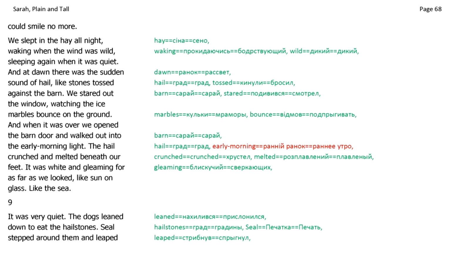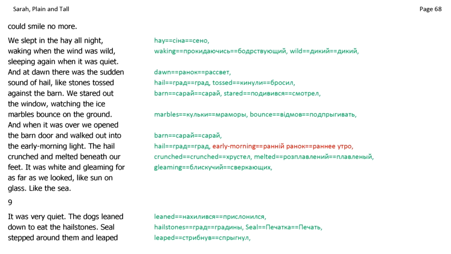We slept in the hay all night, waking when the wind was wild, sleeping again when it was quiet. And at dawn there was the sudden sound of hail, like stones tossed against the barn. We stared out the window, watching the ice marbles bounce on the ground. And when it was over, we opened the barn door and walked out into the early morning light. The hail crunched and melted beneath our feet. It was white and gleaming, for as far as we looked, like sun on glass, like the sea.